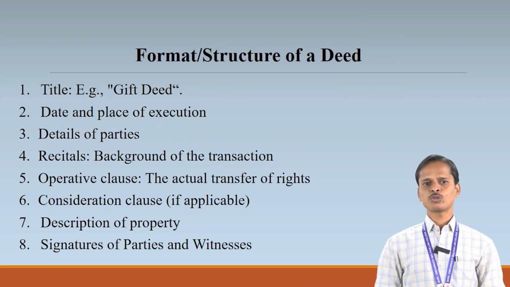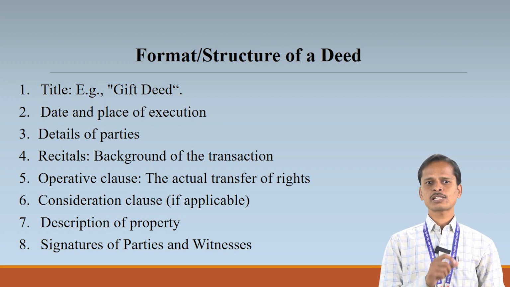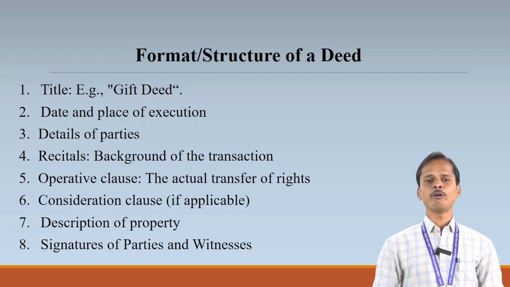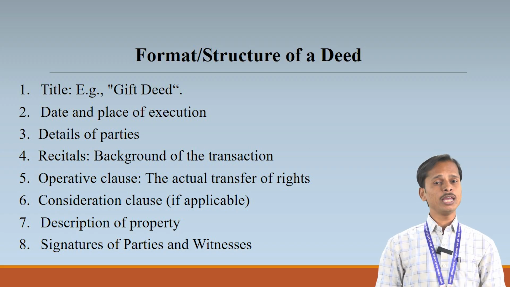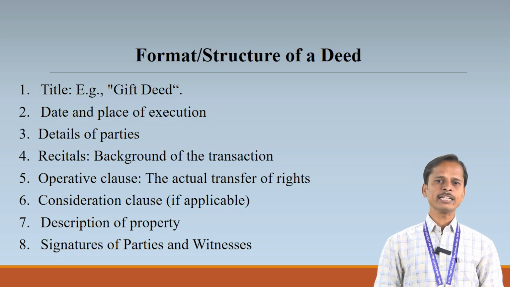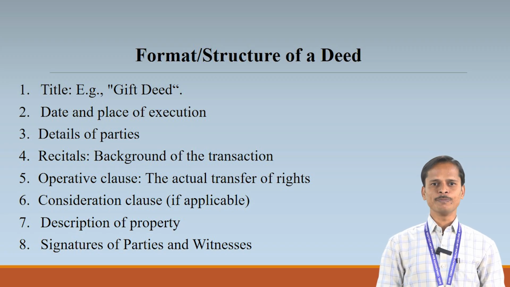Now that we have understood the basic concept, let us move towards its structure. A well-drafted gift deed generally follows a systematic format. Let us look at the main parts one by one. First, the title. As we are drafting gift deed, the title will be gift deed. Second, the date and place of execution. This records when and where the document is made.